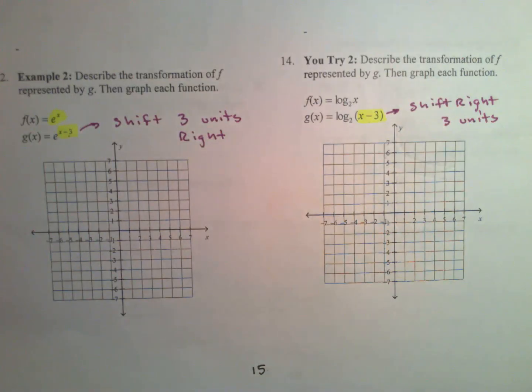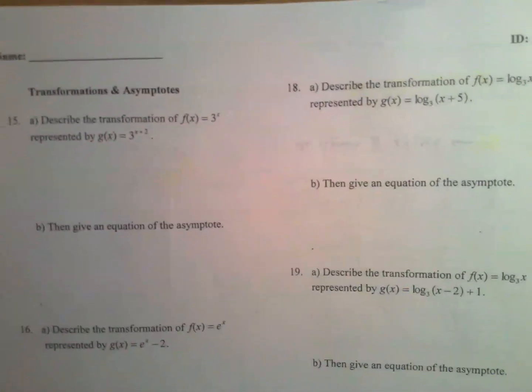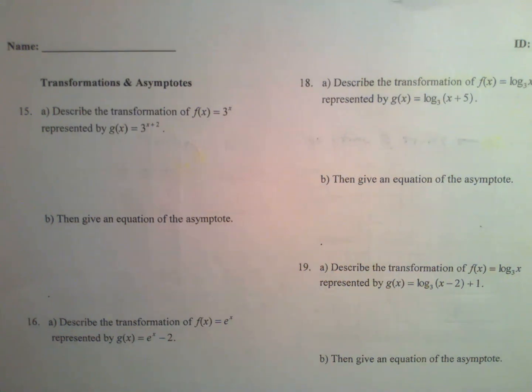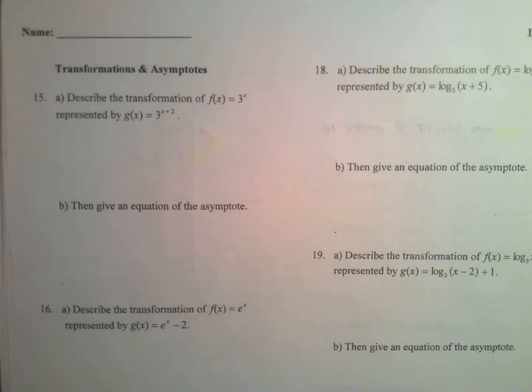All right, so that brings us to the end here. The last page, all they want us to do is, again, continue practicing how to describe the transformation and how that affects our graph. Now, remember, there's a difference between exponential and logarithms. Exponentials have horizontal asymptotes. Logarithms have vertical asymptotes. So depending on the move that we make, it's going to affect that graph.